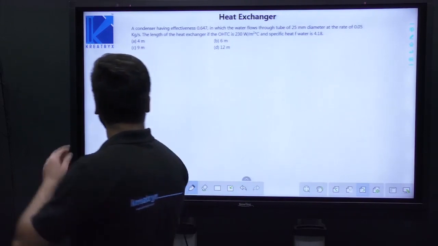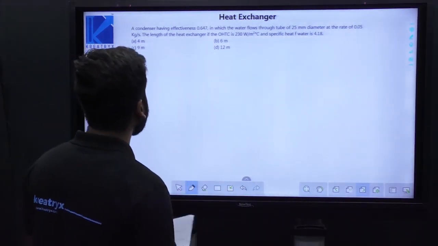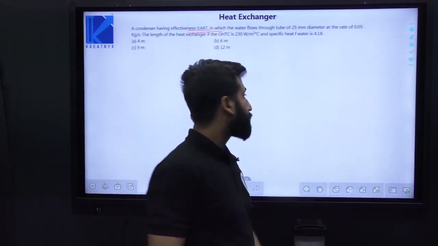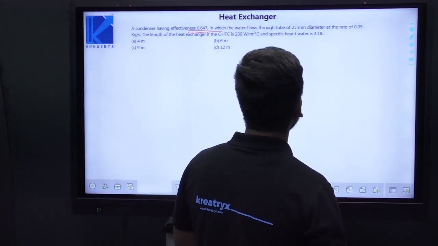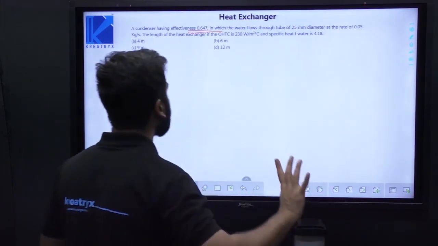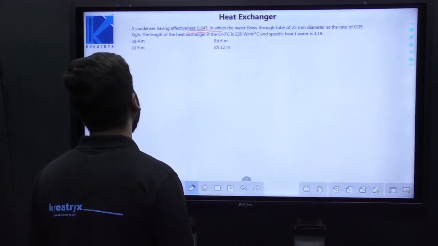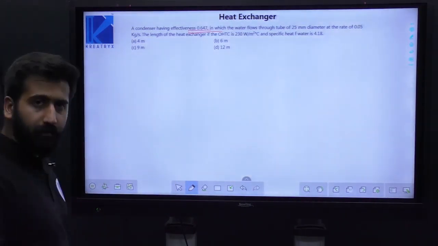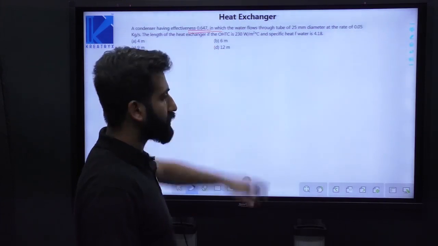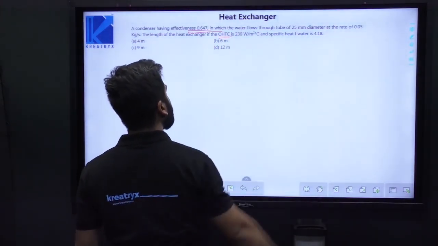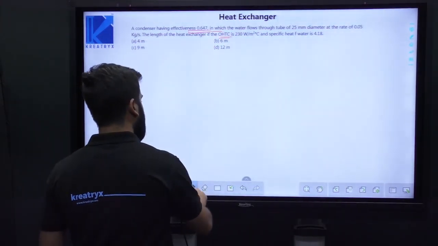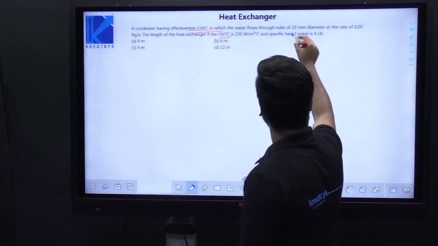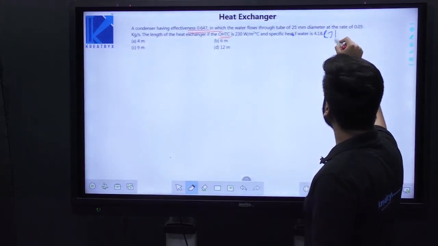Next question. A condenser having effectiveness 0.647. Effectiveness is given. That means we have to use the effectiveness formula. Through a tube of 25 mm diameter, at the rate of 0.05 kilogram per second. Mass flow rate is also given. Find the length of the heat exchanger if the overall heat transfer coefficient is 230 watt per meter square degree Celsius, and the specific heat of water is 4.18 kilojoule per kilogram.